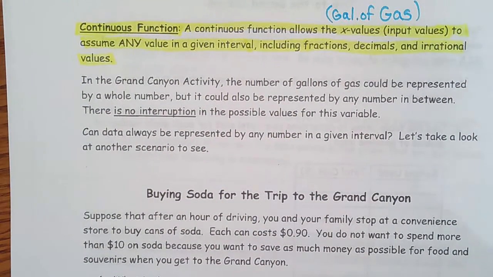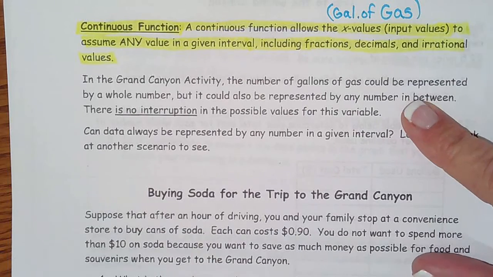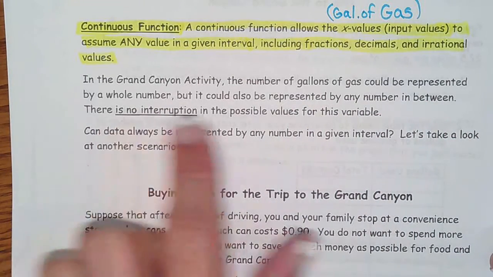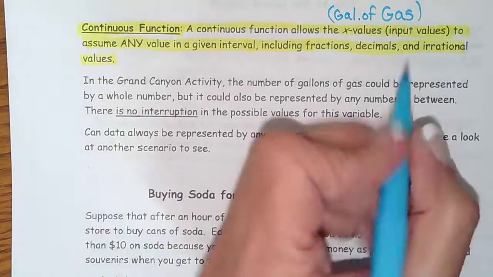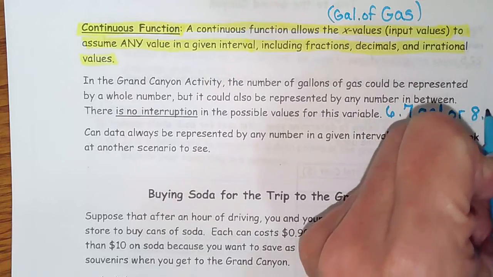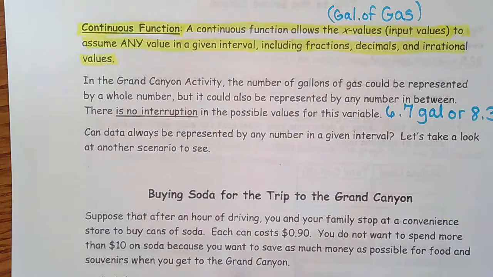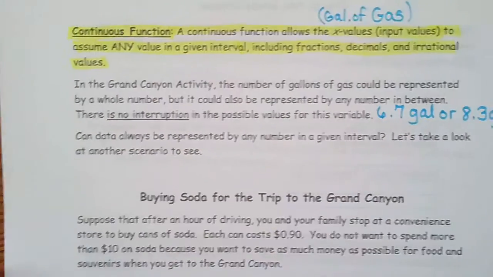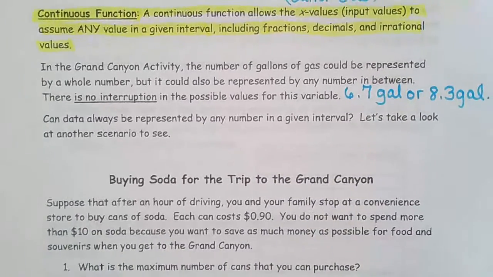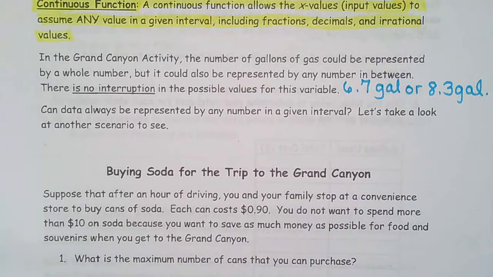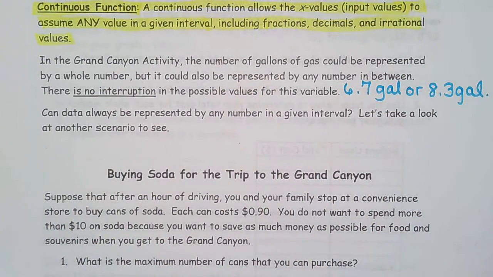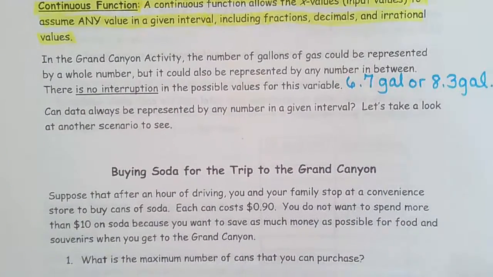So in the Grand Canyon activity, the number of gallons could be represented by a whole number, but it could also be represented by any numbers in between, 6.7 gallons, 8.3 gallons, for instance. Because like I said, it's not very often at the gas pump that you buy exactly 5 gallons of gas. Like you might make it $5, but that won't be an exact whole number gallon. Can data always be represented by any number? Let's take a look. Okay, so we're back on our Grand Canyon trip.